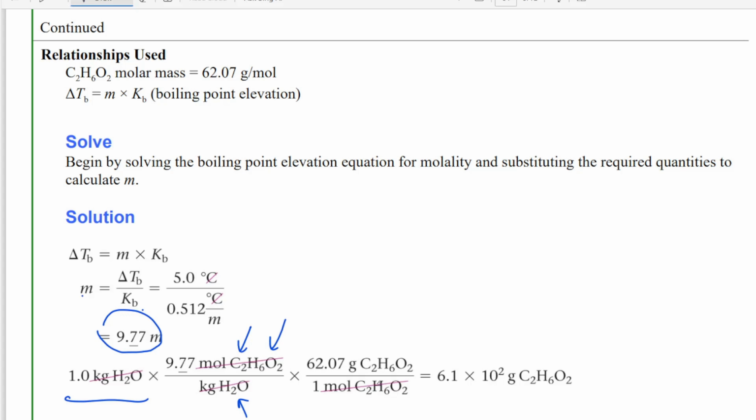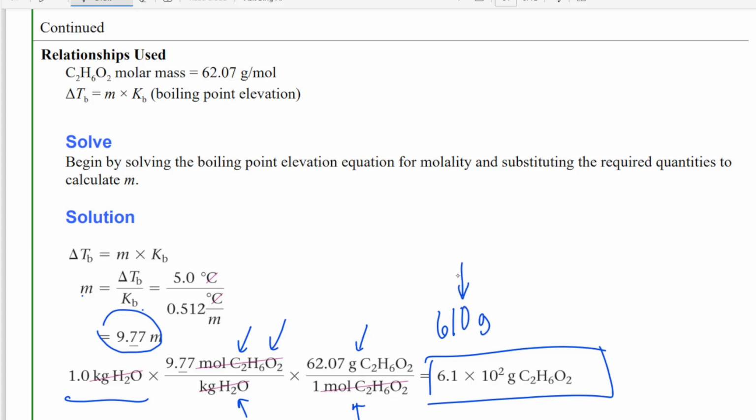Alright, and now the molecular weight is 62.07 grams per mole, and that gives us 6.1 times 10 to the second grams of ethylene glycol. And we put it in scientific notation just to avoid ambiguity, because this would be 610 grams of ethylene glycol, and we don't know where the uncertainty lies in this number. So by putting it in scientific notation, we can remove any ambiguity and get the correct number of significant figures.